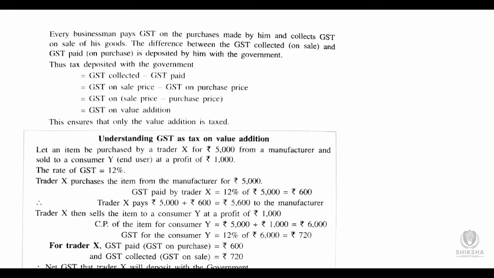So the difference between the GST collected on sale and the GST paid on purchase is deposited by him with the government. So how much tax does the businessman pay to the government? The GST paid by the businessman to the government is equal to the output tax, meaning how much he collected, minus how much he had paid. That is the GST he will pay to the government.